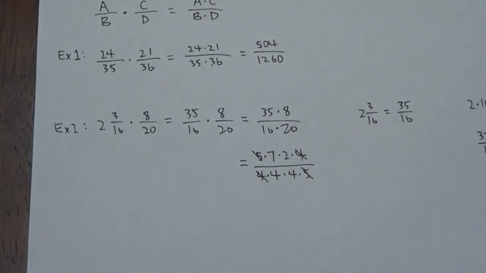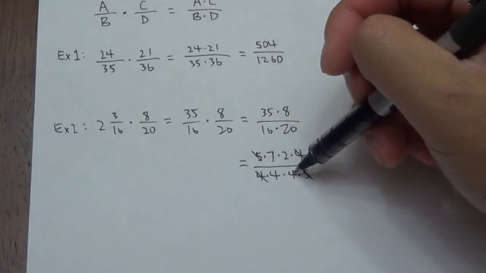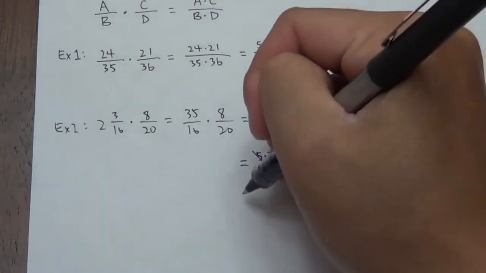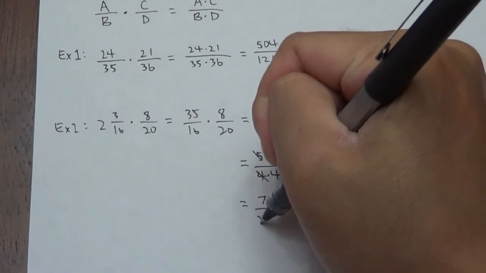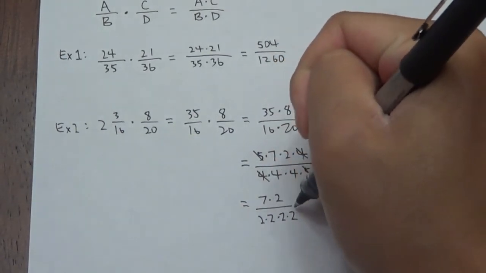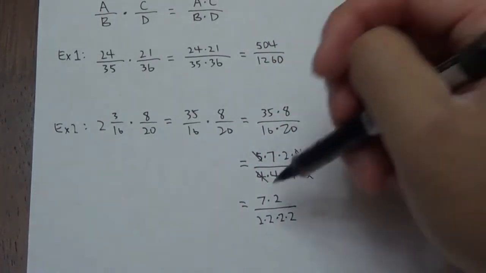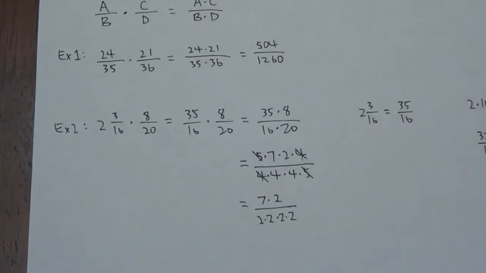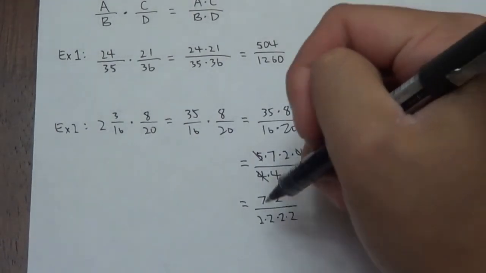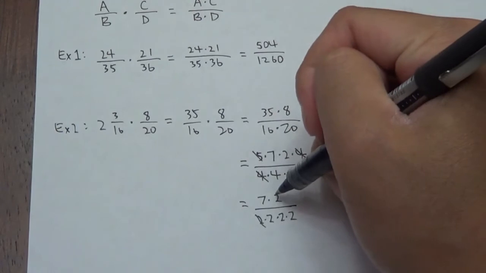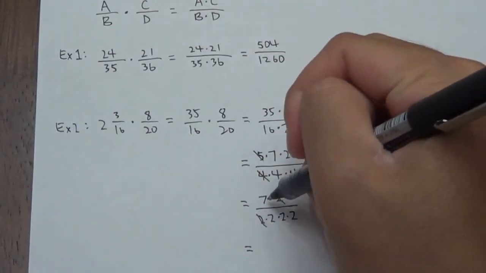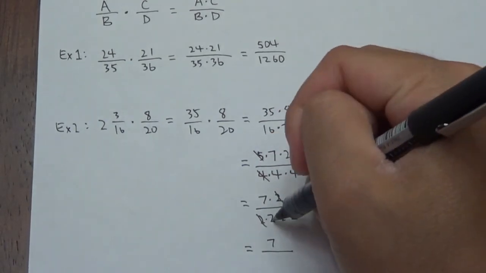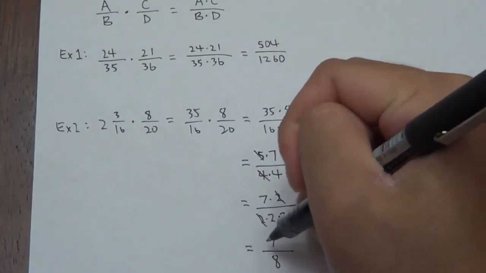As long as I still have numbers that are not in prime factor form, I need to keep on going just to make sure that every number is accounted for. 7 and 2 stay as 7 and 2 because they are already prime. By doing that, I can cancel out additional 2s. And now my answer is simply 7 over 2 times 2 times 2, which is 8.